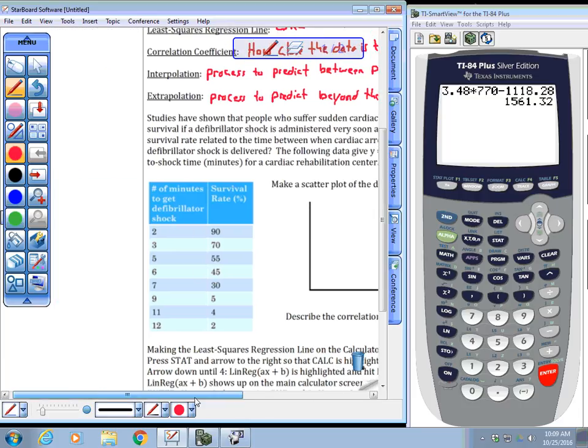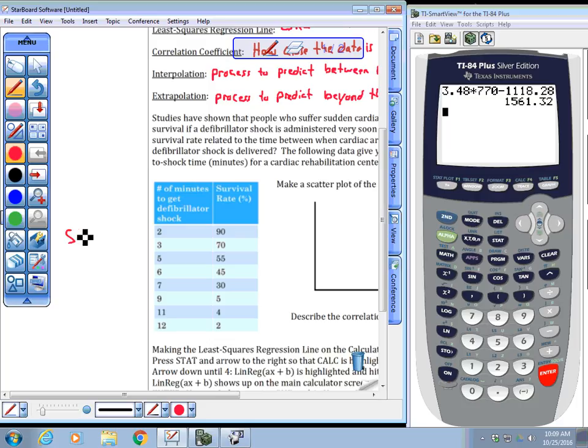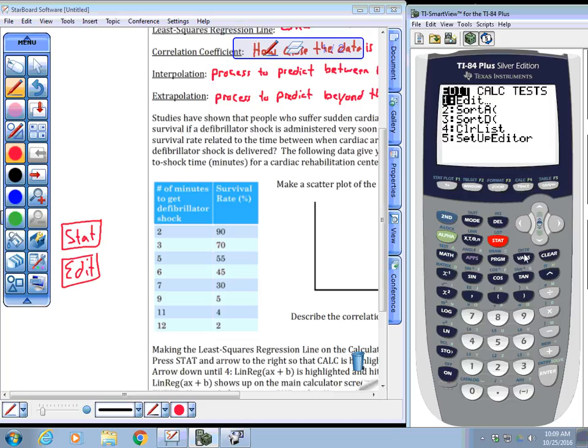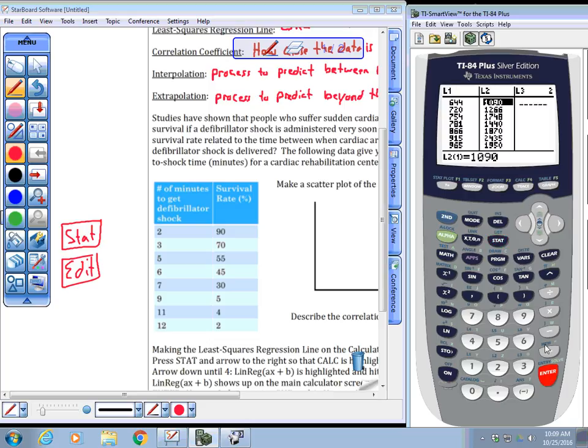Now, as a simple reminder, to put that in there, you're going to go to Stat and then Edit. So let's hit Stat, Edit, Enter. And then we have to eliminate the information that might be in there. So we're going to clear out, and let's make sure we hit clear for L1 and L2. Scroll up to L2, hit clear and enter. Scroll up to L1, hit clear and enter. And then let's enter in this data. I'll put it on pause.